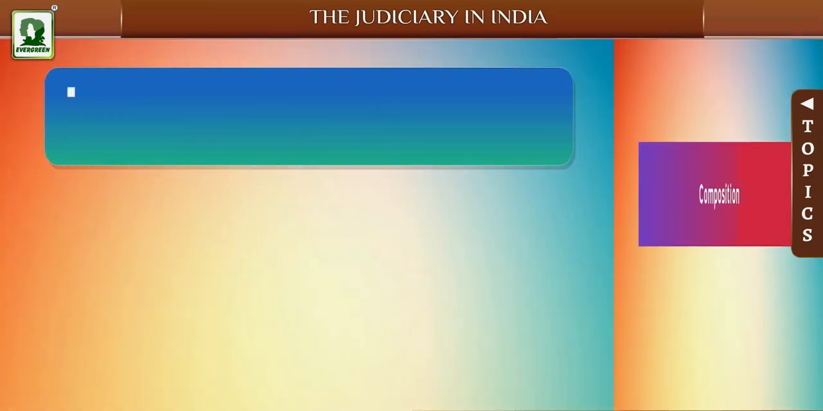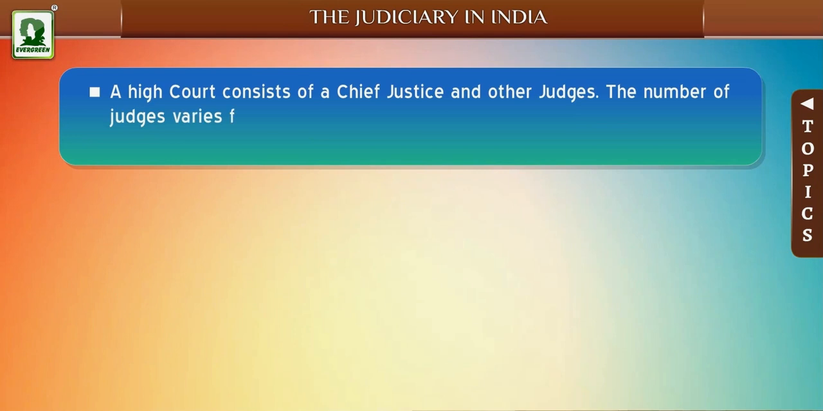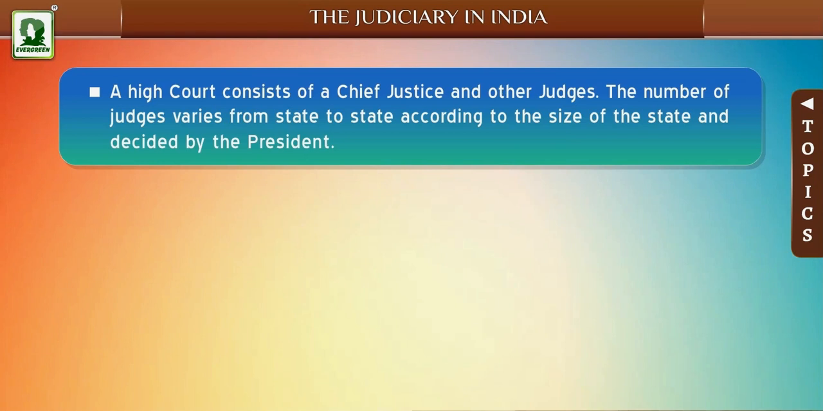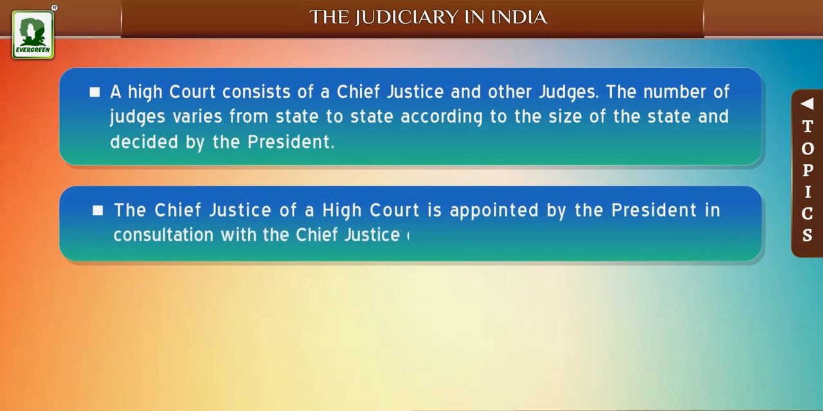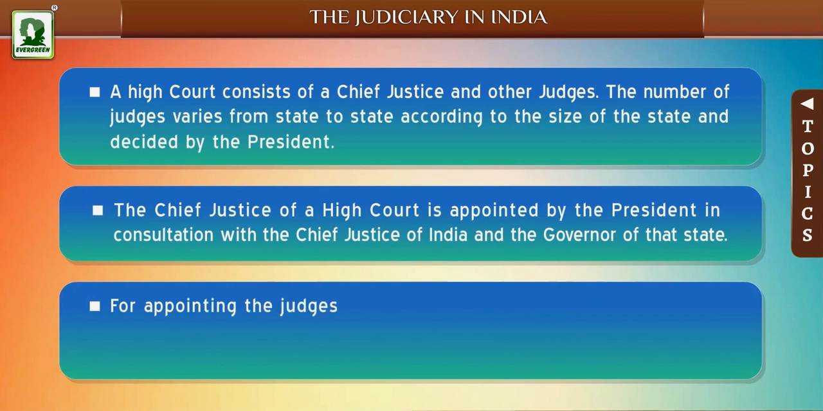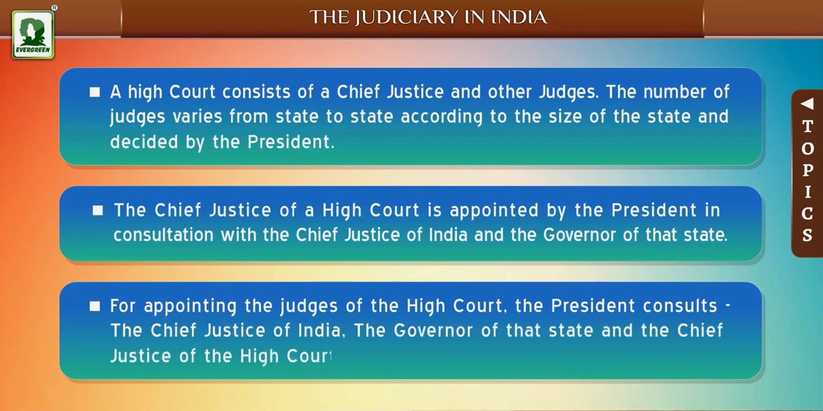Composition. A High Court consists of a Chief Justice and other judges. The number of judges varies from state to state according to the size of the state and is decided by the President. The Chief Justice of a High Court is appointed by the President in consultation with the Chief Justice of India and the Governor of that state. For appointing the judges of the High Court, the President consults the Chief Justice of India, the Governor of that state, and the Chief Justice of the High Court of that state.